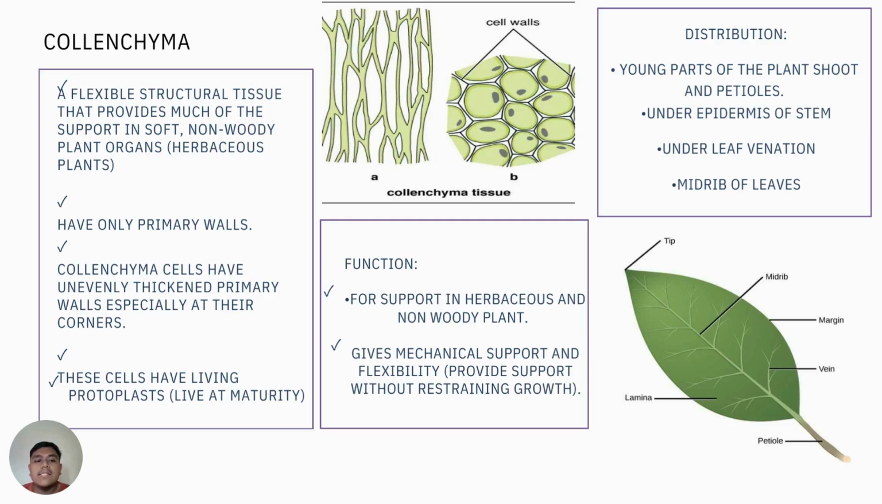Next, collenchyma, a flexible structural tissue that provides much of the support in soft, non-woody plant organs. Herbaceous plants have only primary walls. Collenchyma cells have unevenly thickened primary walls, especially at the corners. These cells have living protoplasm, alive at maturity. The function is for support in herbaceous and non-woody plants, giving mechanical support and flexibility, providing support without restraining growth. The distribution of collenchyma: young parts of the plant shoot and petioles, under the epidermis of stem, under leaf venations, and midrib of leaves.